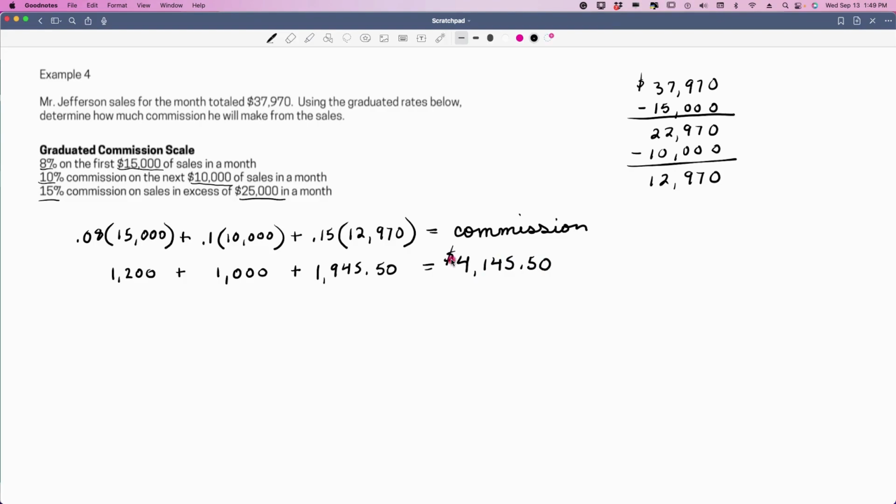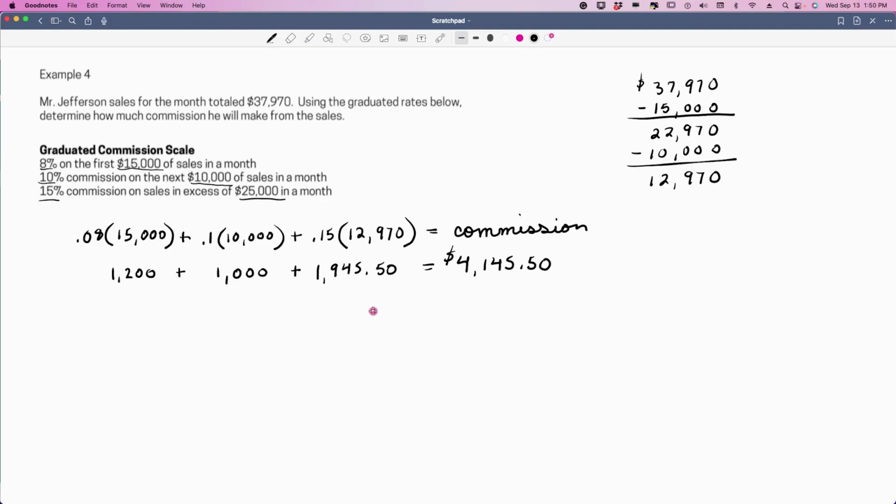And that's how you would solve that type of problem. Remember, because it's a graduated commission scale, whatever this percentage is, you apply it to that amount, and then you take that amount away from the total because you need to see how much is in each tier. So you take away this amount, we take away this amount, and whatever's left gets this percentage rate applied to it. And that is what we did. And that gave us $1,945 for that last tier.